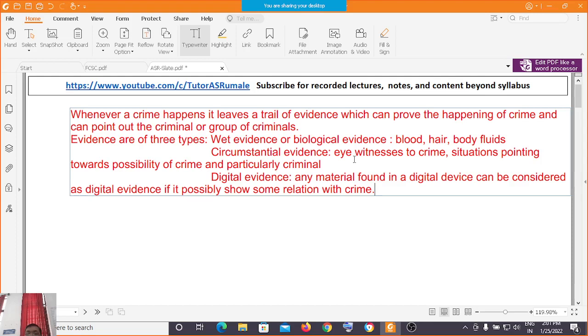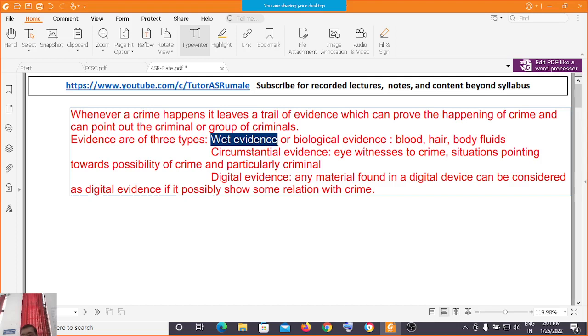So that is digital evidence: any type of data that you leave behind before committing the crime. When a crime happens, wet evidence is always there, because even if it is a cyber crime, you leave wet evidence.